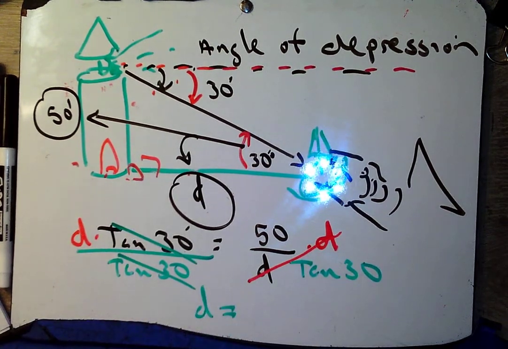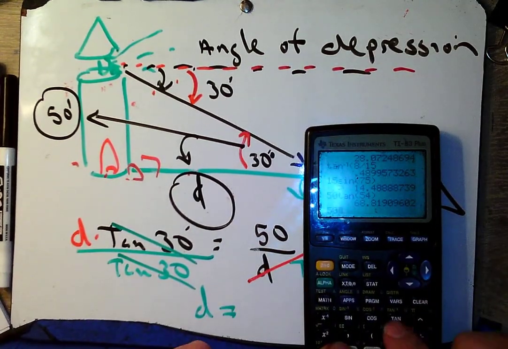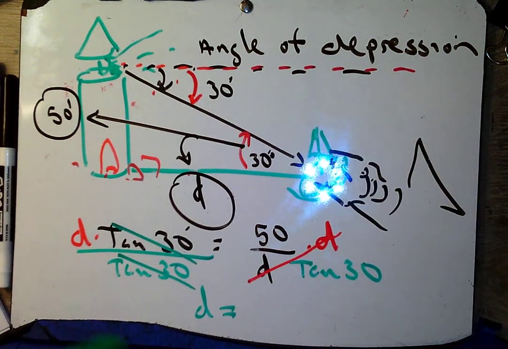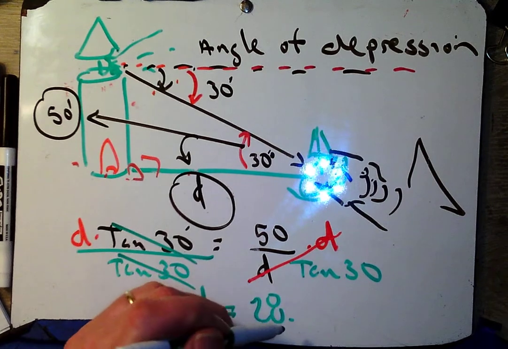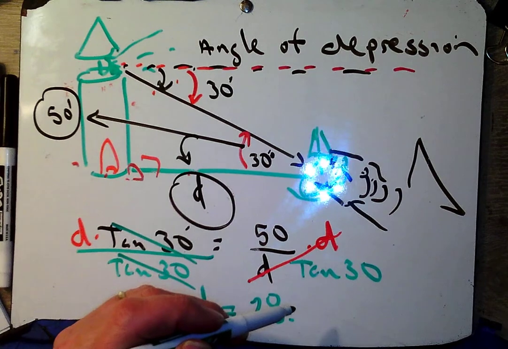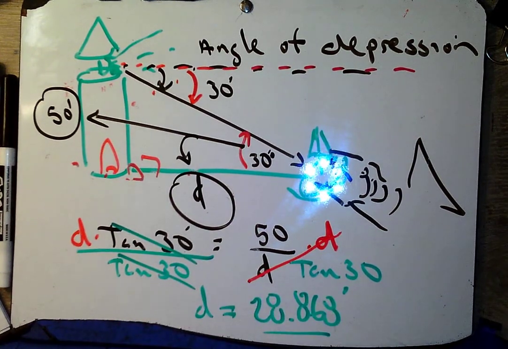So what's d equal? Okay, so we've got 50 over tan 30. And I get 28.868 feet away. That's really close. I mean, that's really close. I don't want to be anywhere near that. Yeah, I would have thought that was a greater distance. Yikes. Watch out for sharks.